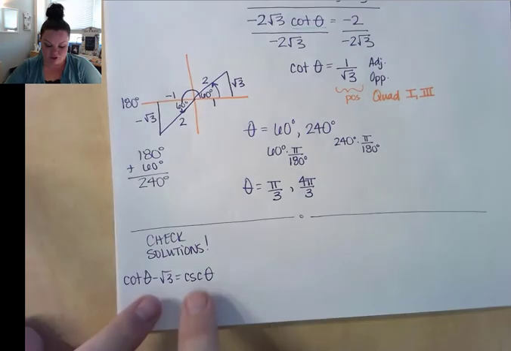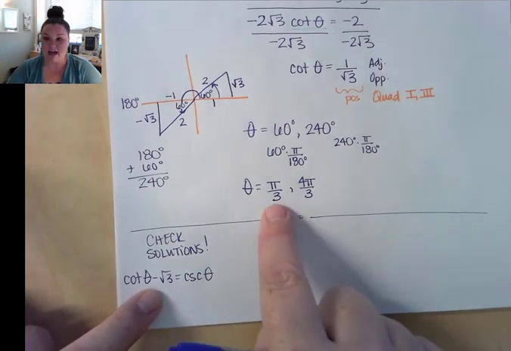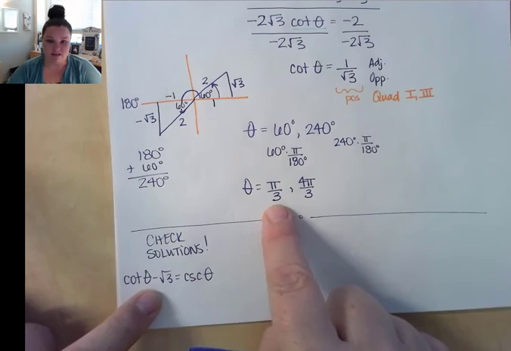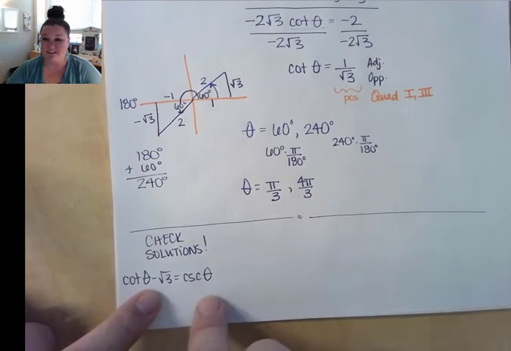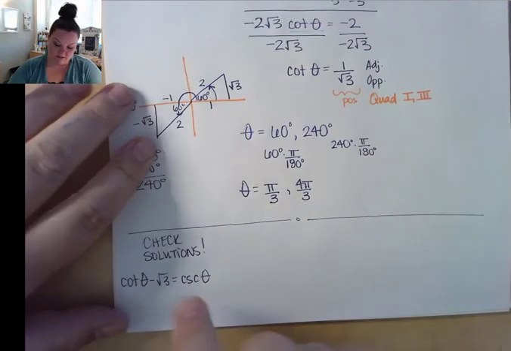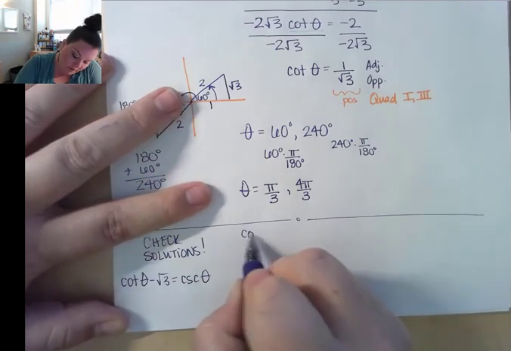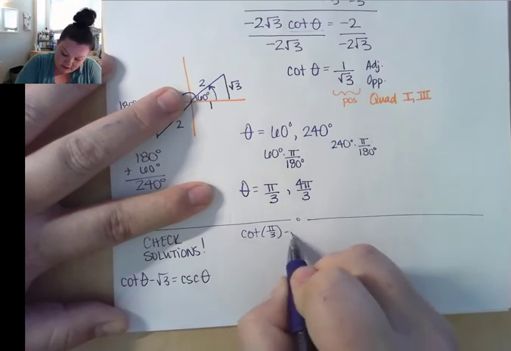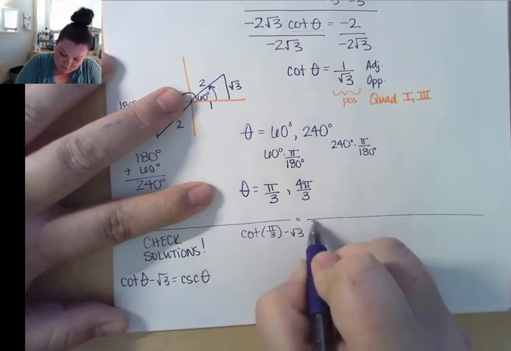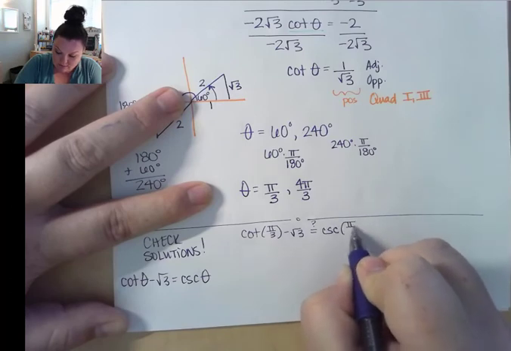Okay, so this should make a true statement if this is actually a solution. If it is, it'll make a true statement and we can circle it. If it's not, then it'll come up with a false statement and we'll have to throw it out. So let's check our first one, which is pi over 3. So we want to know if cotangent of pi over 3 minus the square root of 3 equals cosecant pi over 3.